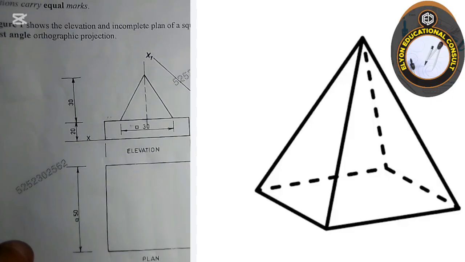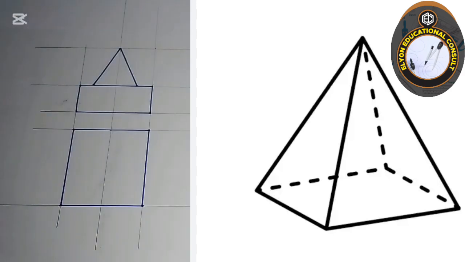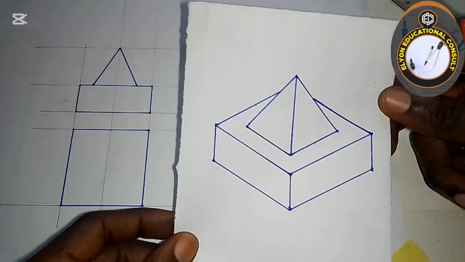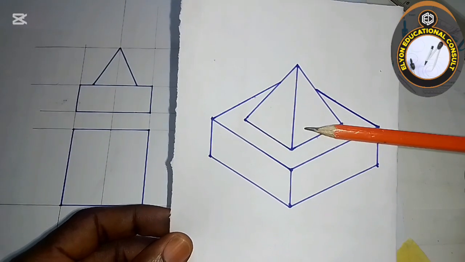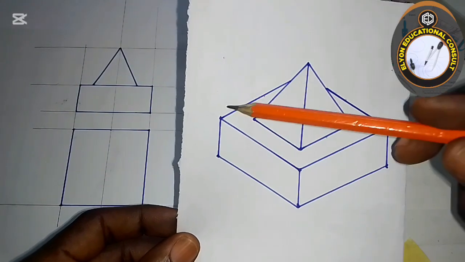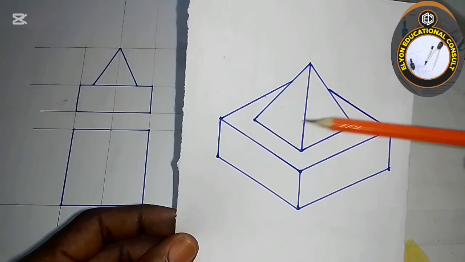So if it is placed on a square block, I have a diagram I've made offline here. Let me show you what I'm trying to say. Now look at this square base pyramid. This is the square base pyramid now placed on this square block. You can see this square block now. The square base pyramid is placed on it.